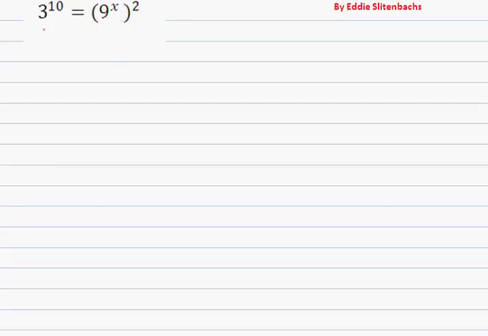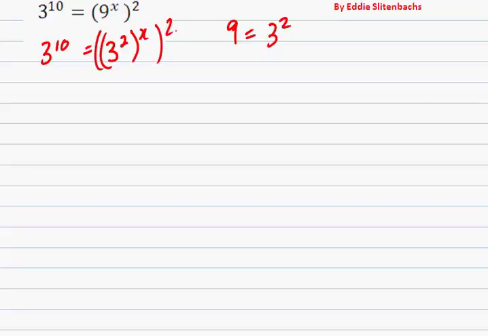Now when I look at the bases of these, I've got 3 and I've got 9. So just looking at that, I'm saying, well, I can change the 9 to 3 squared, so I can make everything to a base of 3. So that's your first thing to do. I'm going to rewrite this as 3 to the 10 equals (3 squared to the power of x), and that's all to the power of 2.